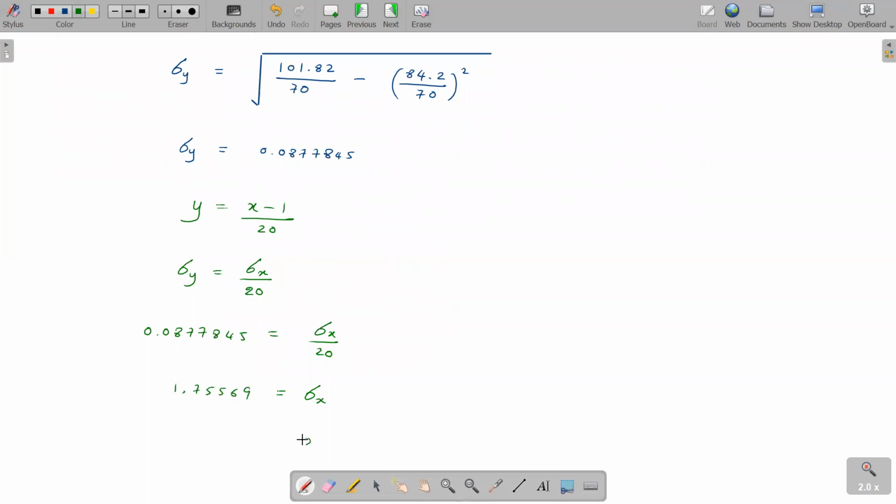1.75569, it goes on. So let's make it 3 SF. Sigma x is 1.76 hours, correct to 3 significant figures. Okay, so this is the answer, correct to 3 significant figures. I hope this is clear to all of you.